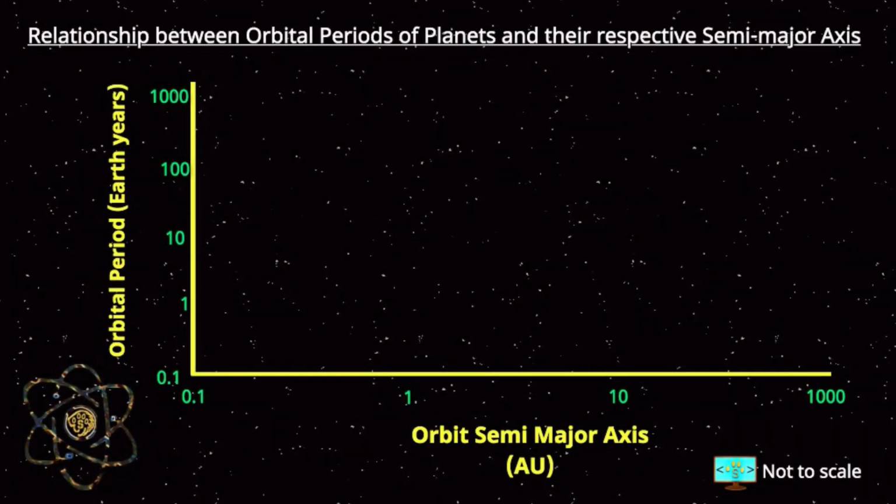Okay, now let's move on to the relationship between the orbital periods of the planets and their respective semi-major axes. So we calculate the semi-major axis and the orbital period for Venus. Now let's compare it to the other planets. We have the vertical axis, which is the orbital period in Earth years, which is dependent on the semi-major axis, which is the average distance from the sun.